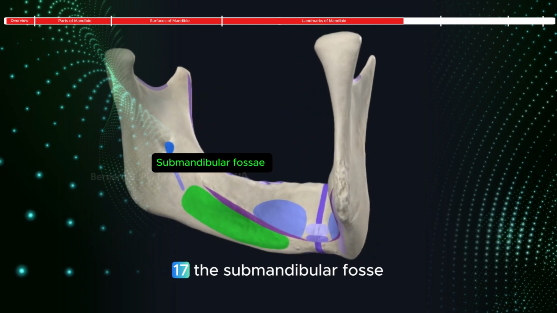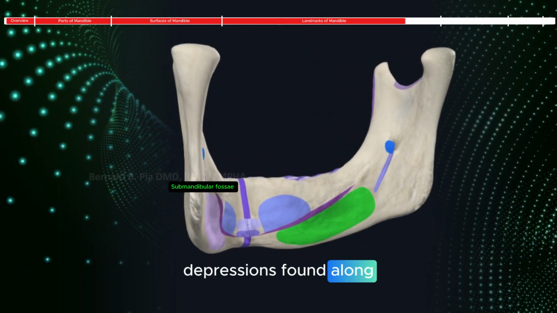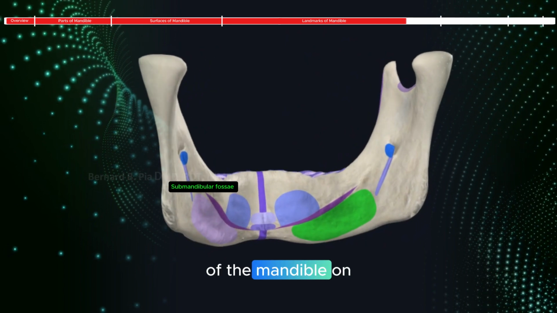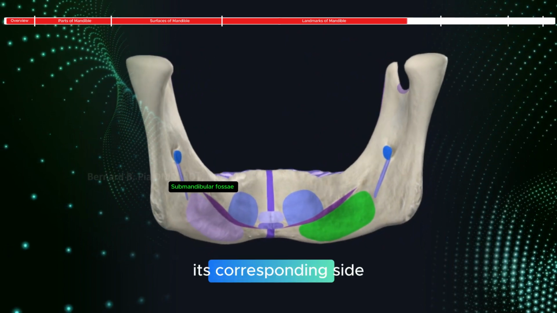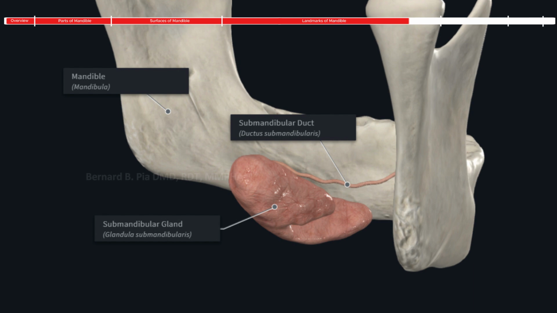17. The submandibular fossae are the two shallow depressions found along the internal surface of the body of the mandible. On its corresponding side, each submandibular fossa is located inferior to a mylohyoid line and lodges a submandibular gland.